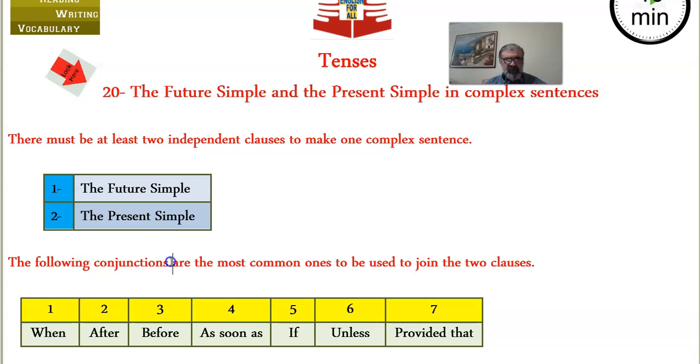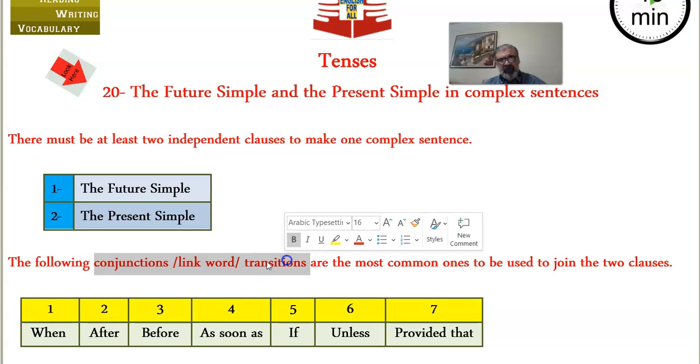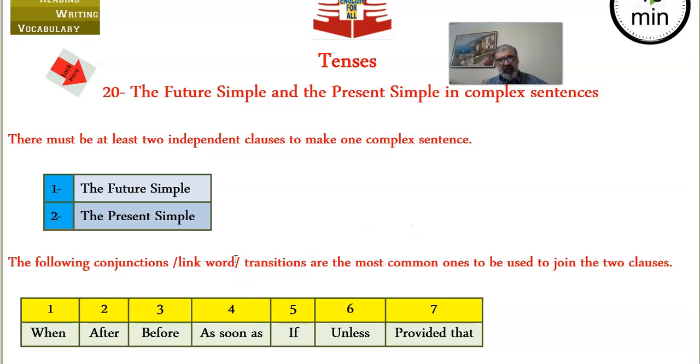They all have the same meaning, by the way. So instead, you could say just link words, or you could also say transitions. They all have the same meaning. And we're going to talk about transitions and link words and conjunctions in a separate tutorial. So we need conjunctions, link words, or transitions to join these two simple independent clauses together.